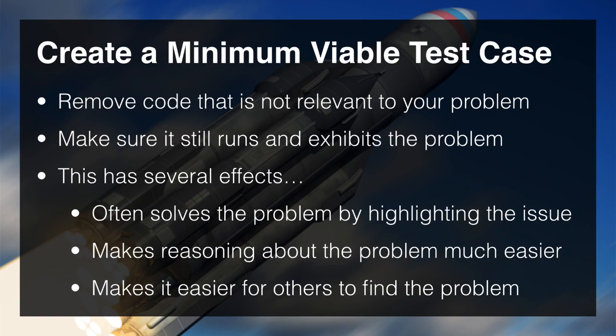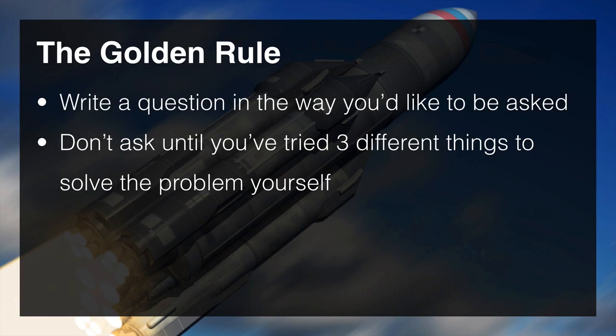It's a lot easier to reason about small code samples than large ones, and it's easier for other people to find the problem as well. So the golden rule is write a question the way you'd like to be asked, and don't ask until you've tried 3 different things to solve the problem yourself.